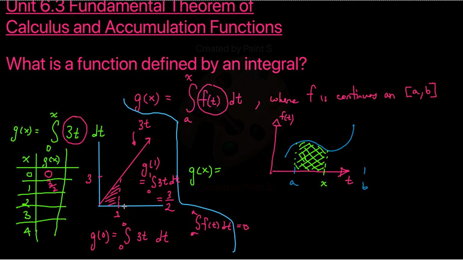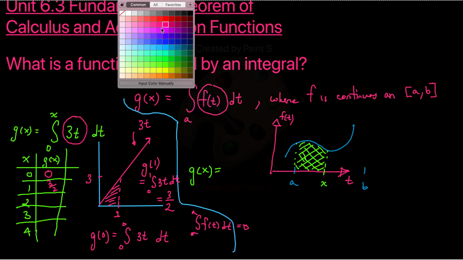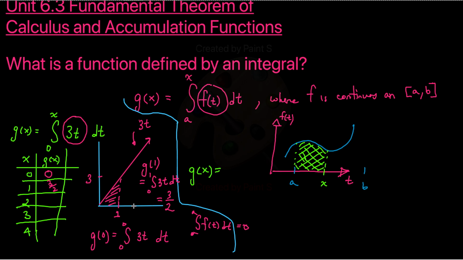And I could similarly do it for g of 2. So what does g of 2 mean? Well, if I go to 2 and draw this out, it's the integral from 0 to 2. It's this entire triangle here, where the height is now going to be 6. So the area is 2 times 6 divided by 2, which is 12 divided by 2, which is just 6.